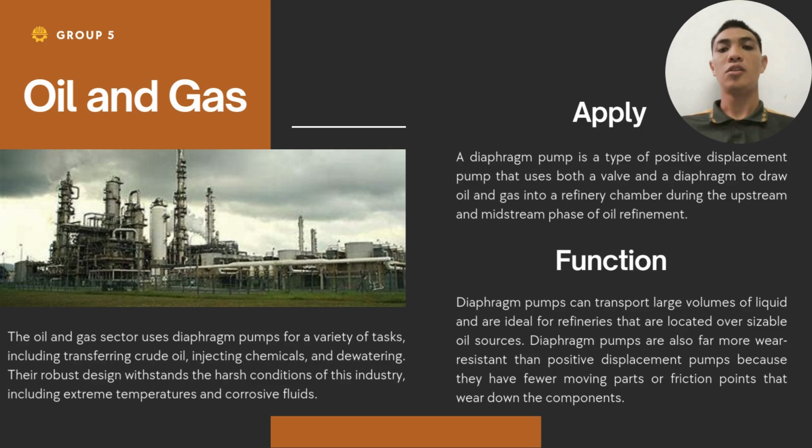The function of diaphragm pump in oil and gas is to transport large volumes of liquid, and it is ideal for refineries that are located over sensitive oil sources. It is also more wear resistant because of having fewer frictions that wear down the components.